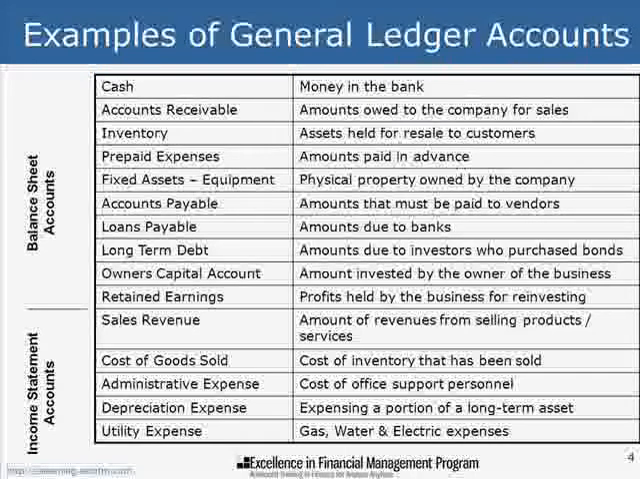Then you have some accounts to capture the revenues and expenses of the business, such as sales revenue. If you're in the inventory business, you'll have an account for the cost of inventory called cost of goods sold. You have administrative expenses, you have depreciation expense, and the utility expense we talked about. So those accounts make up the income statement accounts.